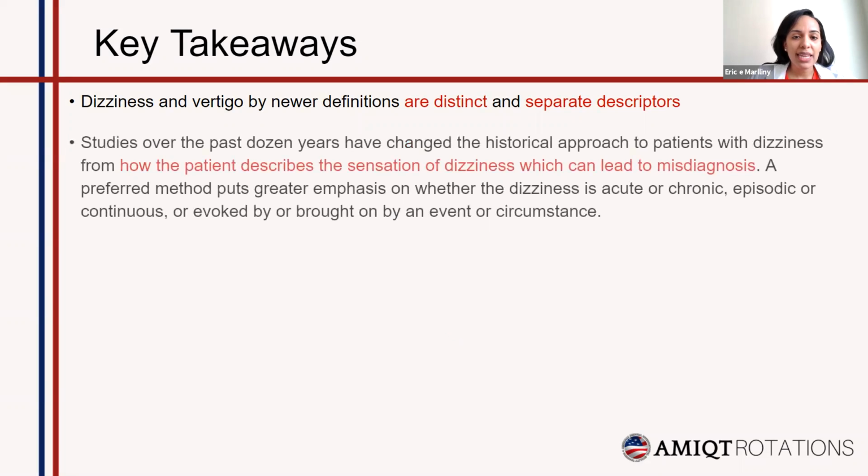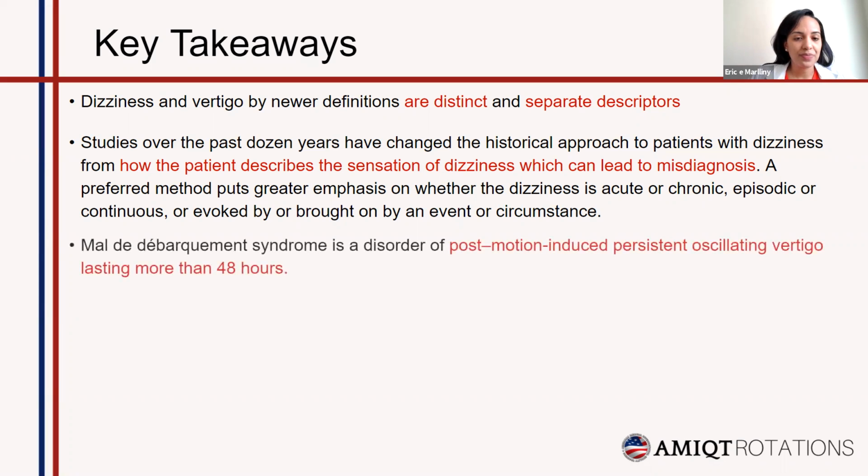So to sum up, let's confirm some key takeaways. First, dizziness and vertigo by newer definitions are distinct and separate descriptors. Studies over the past dozen years have changed the historical approach to patients with dizziness, away from how the patient describes the sensation of dizziness, which can lead to misdiagnosis. A preferred method puts greater emphasis on whether the dizziness is acute or chronic, episodic or continuing, and if there is an event or circumstance associated.